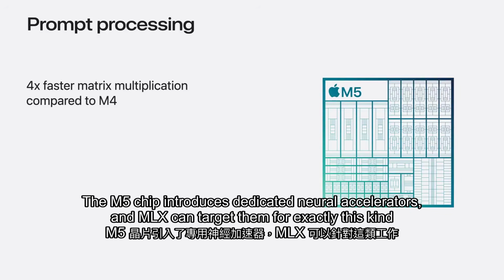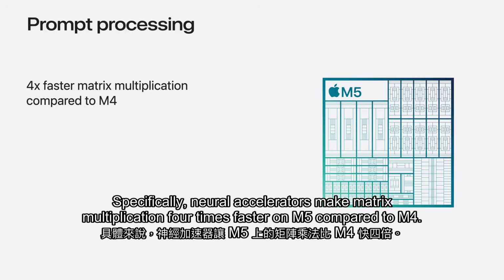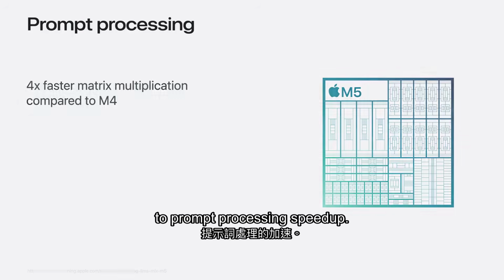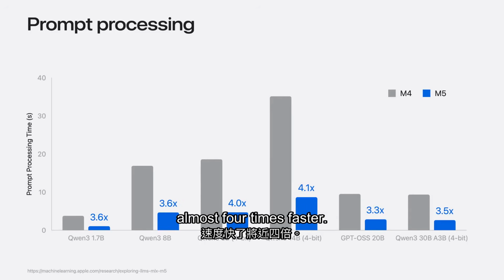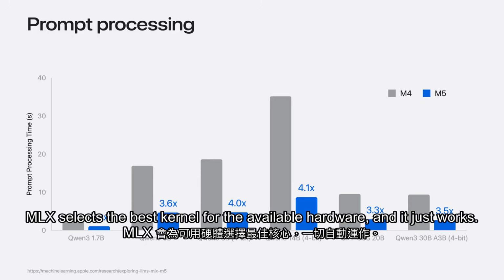The M5 chip introduces dedicated neural accelerators, and MLX can target them for exactly this kind of work. Specifically, neural accelerators make matrix multiplication 4 times faster on M5 compared to M4. And with specialized matrix multiplication and attention kernels in MLX, this translates almost exactly to prompt processing speedup. Reducing prompt processing time means your agents can read your code base or process tool results almost 4 times faster. And the best part, taking advantage of neural accelerators requires no special arguments or code changes on your part. MLX selects the best kernel for the available hardware, and it just works.